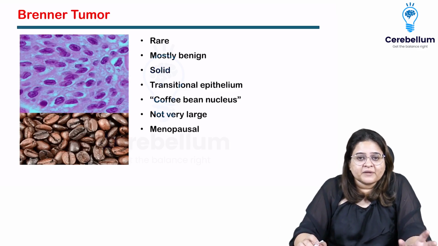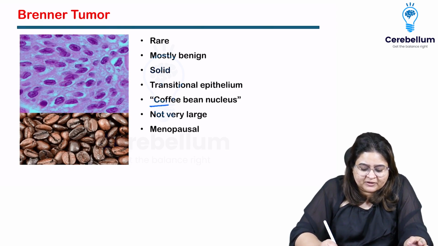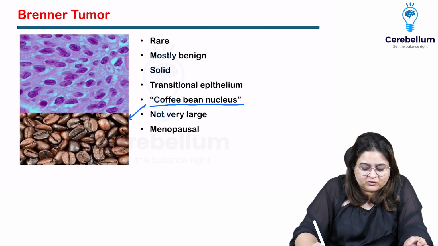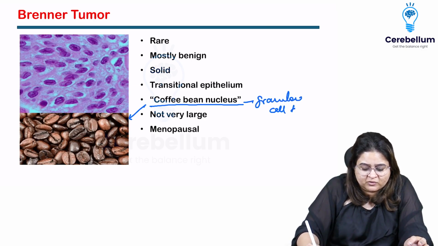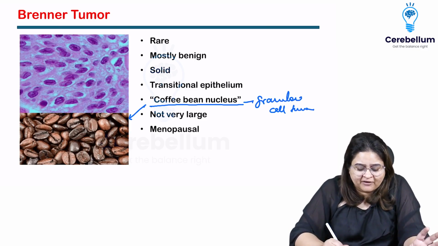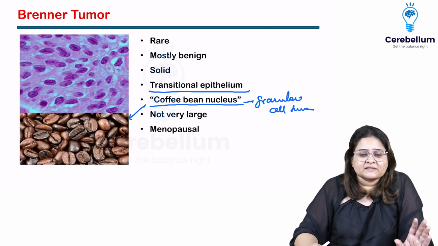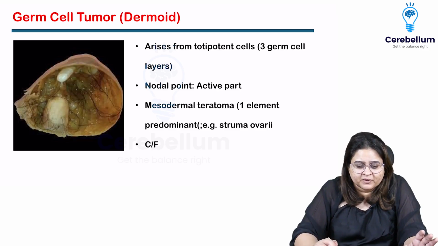Then there's something called Brenner tumor, which is a rare, mostly benign tumor. It has the typical coffee bean nucleus. Coffee bean nucleus is also seen in granulosa cell tumor. So it's seen in both granulosa cell tumor and in Brenner tumor. On microscopy, they'll have transitional epithelium, and they usually present in the menopausal age group.